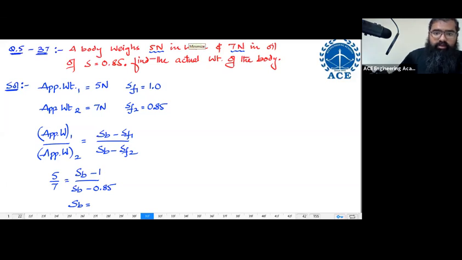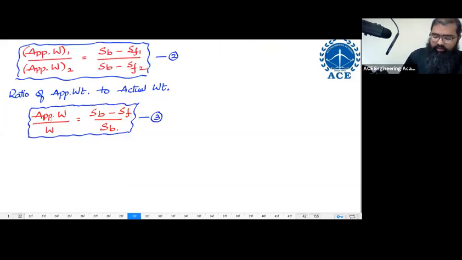SB is coming out to be 1.375. But in your literature probably only SB is asked, while my question is going further and asking you the actual weight of the body. Now what do you do? Now look at the other formula. Let us see the previous slide. You see over here, you are having the value of SB. You are having the value of apparent weight. You want the value of actual weight.